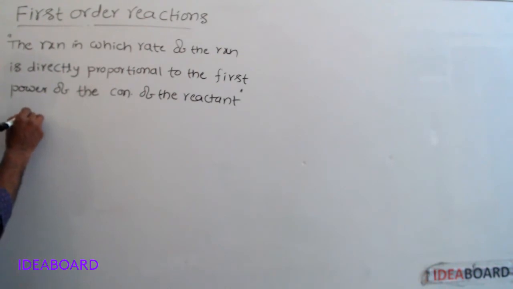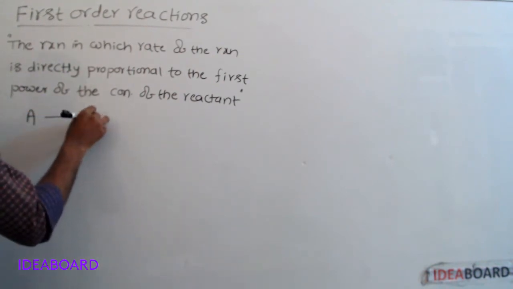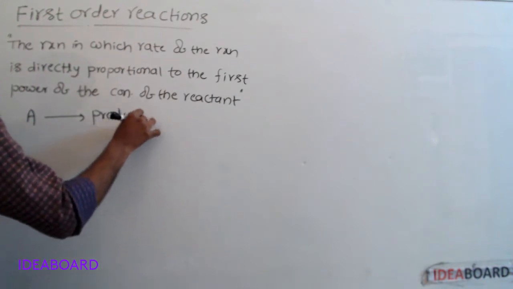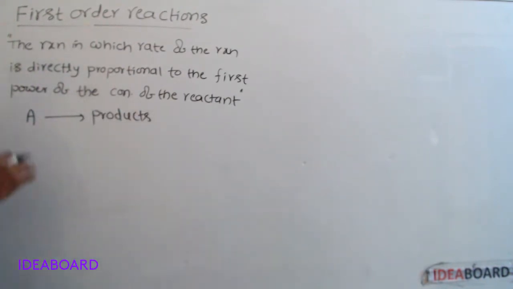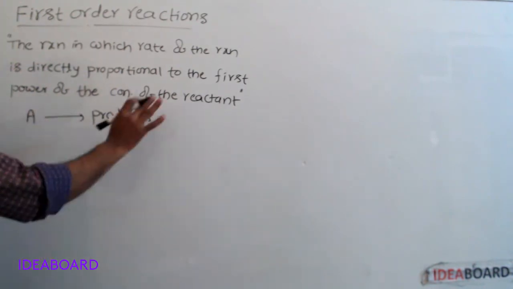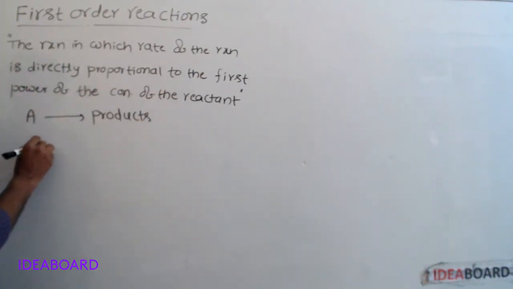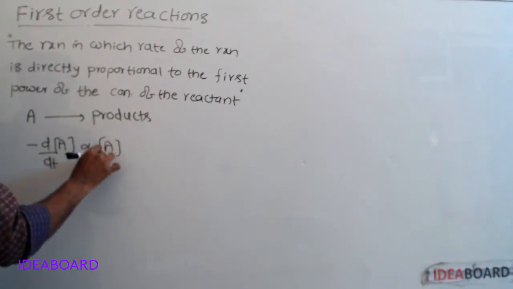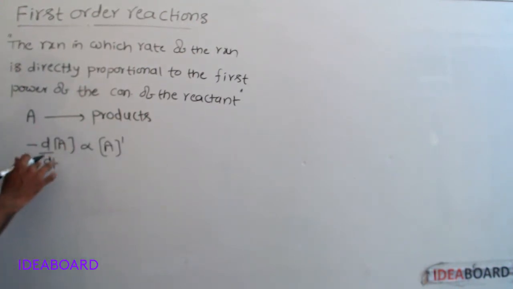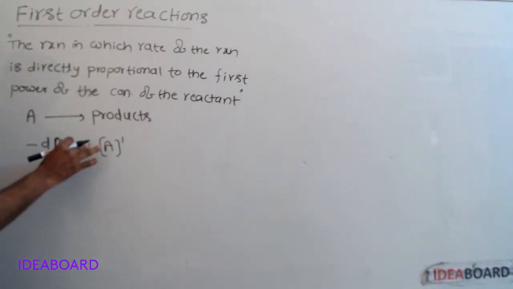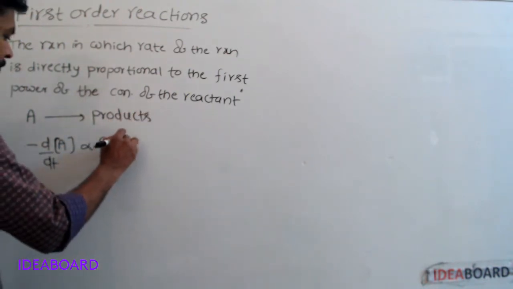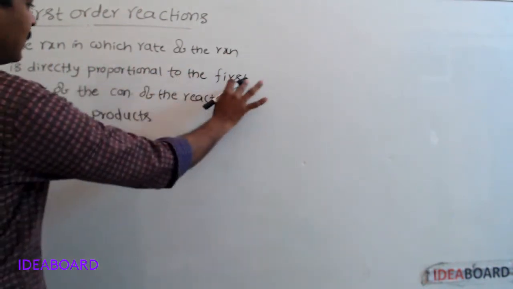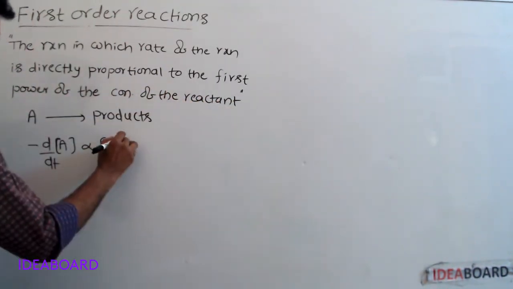I am taking one general first order reaction: A gives rise to products. Here the reactant is A. If it follows first order kinetics, then the rate of reaction, minus d by dt of A concentration, is directly proportional to A concentration power 1, the first power of the concentration of the reactant.